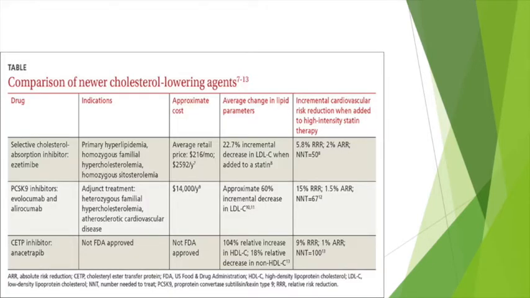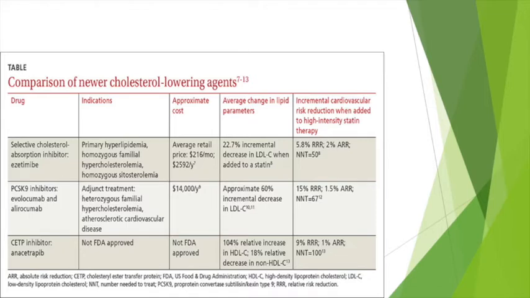Guidelines recommend the addition of ezetimibe, Zetia, in patients with a history of clinical ASCVD whose LDL remains greater than 70 milligrams per deciliter despite maximally tolerated statin therapy. Ezetimibe blocks the absorption of cholesterol from the small intestine.